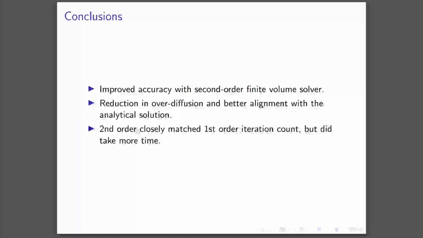For our conclusions, we have improved accuracy for the second order finite volume solver. We see a reduction in overdiffusion with the second order, and better alignment with the analytical solution. The only problem, though, is that the second order closely matches the first in iteration count, but each iteration takes more time.